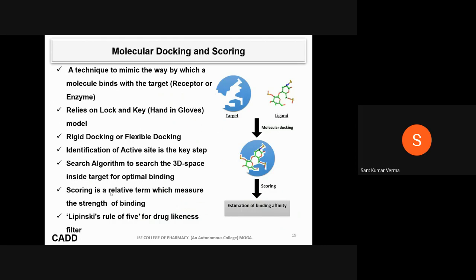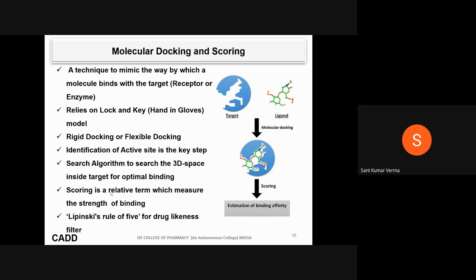Docking involves identification of the active pocket where the ligand can bind, identification of the amino acids, and identification of the binding interactions where these ligands can bind. A search algorithm searches the 3D space inside the target for optimum binding. Scoring is a relative term which measures the strength of binding between the ligand and target. Moreover, we can also use the Lipinski rule of 5 for drug likeness.